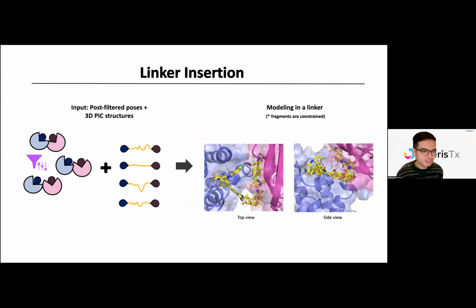Once we take all those filtered poses, as shown on the left, we then involve the linker, the PROTAC structure. As you can see there, this part is all about modeling in the linker. In some cases that will not be possible, and that would count as a failed insertion. And in other conformations, it would be possible.